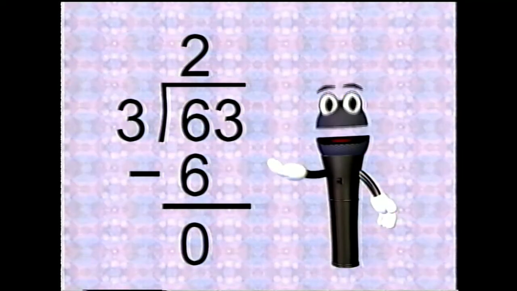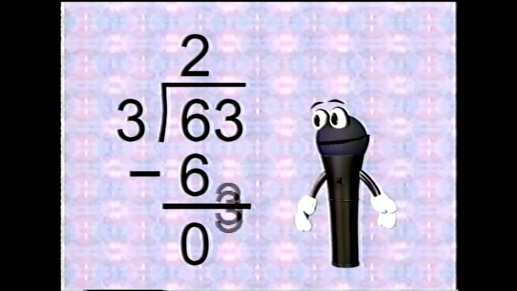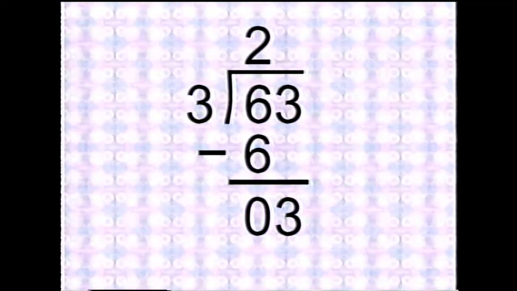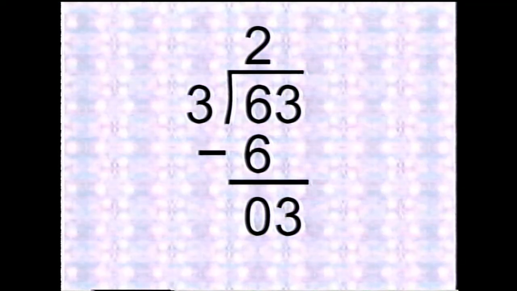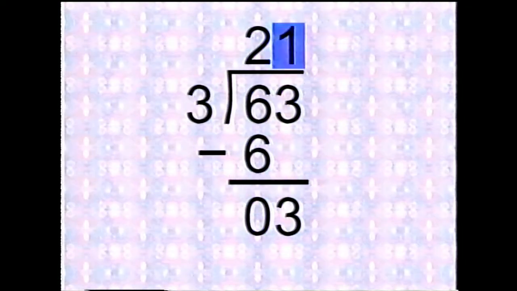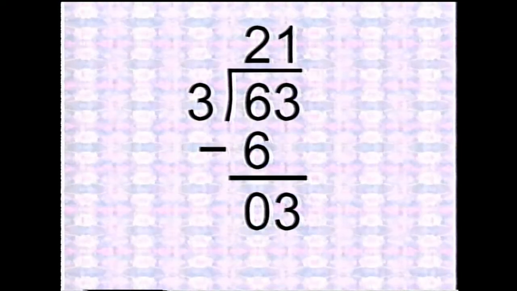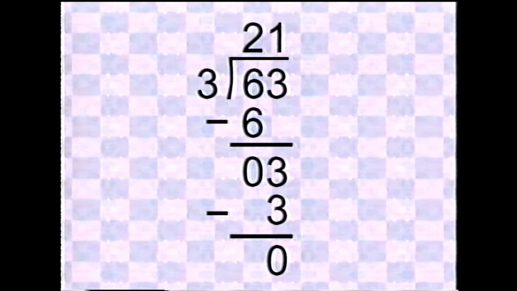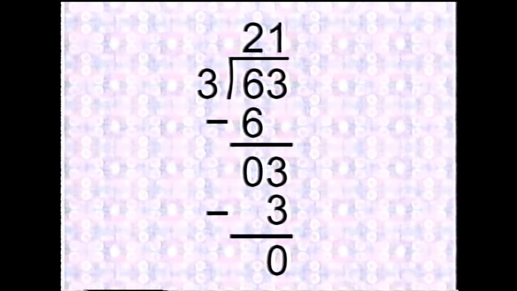Step C. We bring down the 3 as shown. Step D. 3 divided by 3 is 1. So we put a 1 in the quotient above the 3. 3 times 1 is 3. Write a 3 under the 3 and subtract. This leaves us with no remainder. The answer, or quotient, is 21.